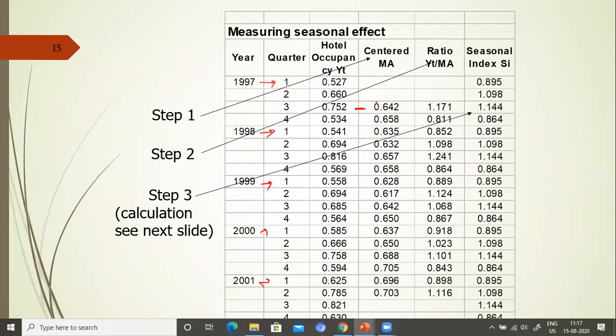Now this one is centered. What we are going to do is divide to get the ratio. So we'll create YT by MA, and once we do that, we will have our indexes. So this column is not prepared just like that. If you just see, the index for quarter 1 is 0.895. Every quarter 1 will have 0.895.